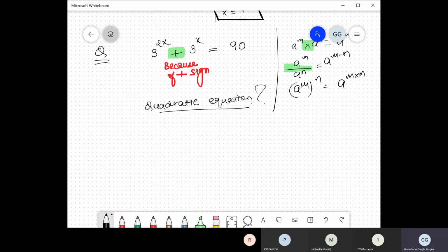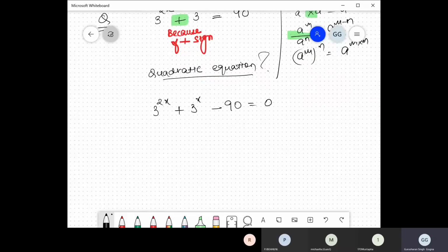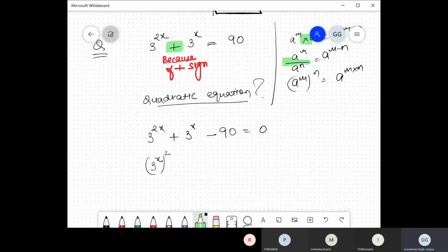You will see. So first of all, I will bring 90 to the left hand side just to make the right hand side equal to 0. And now if you see closely, this is actually a quadratic equation in 3 to the power x, because 3 to the power 2x can be written as 3 to the power x squared. So 2x means multiplication of powers. So I'm working backwards using this law, the third law. So I'm writing 3 to the power 2x as 3 to the power x squared.